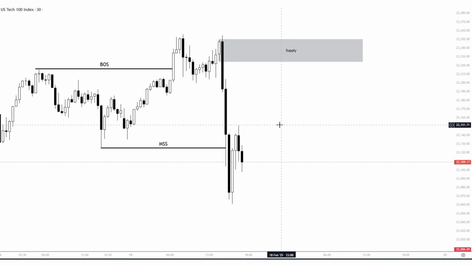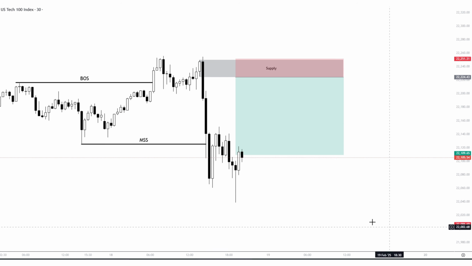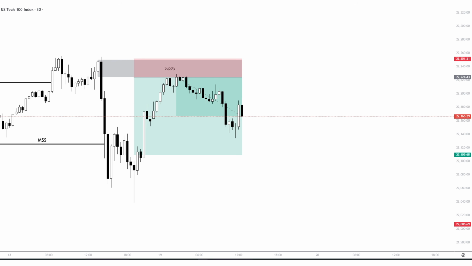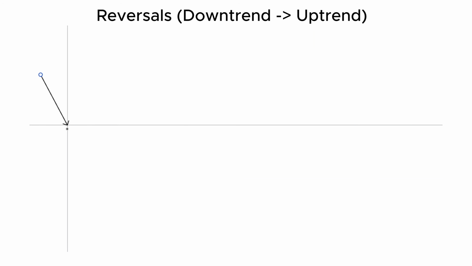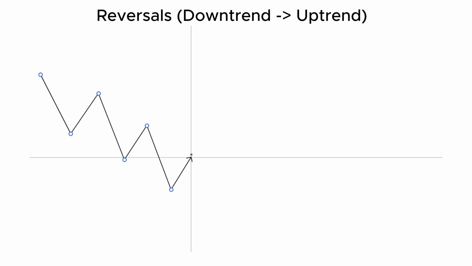Sniping trades is not hard, and I will show you why in this video and how it's done. Reversals will be crucial for this video, so this is where we are going to start. Starting from the reversal, from a downtrend into an uptrend.